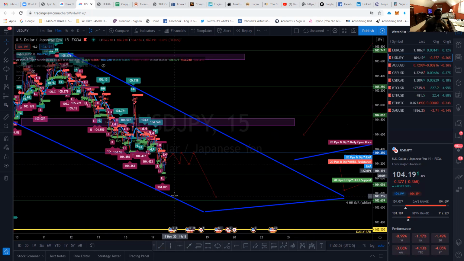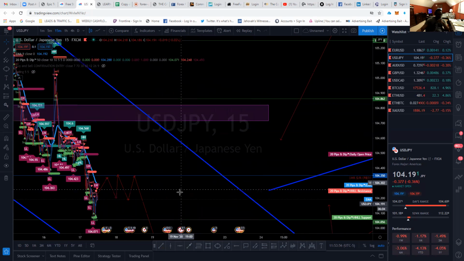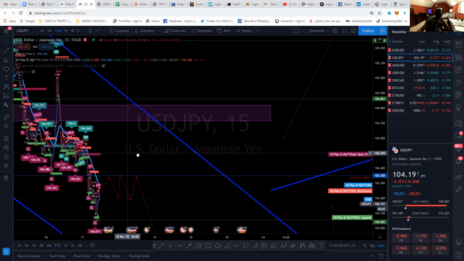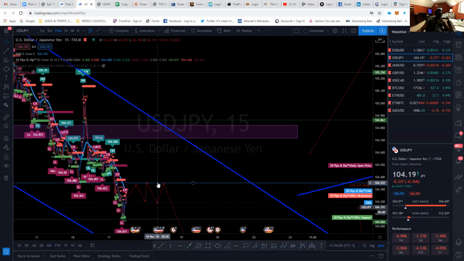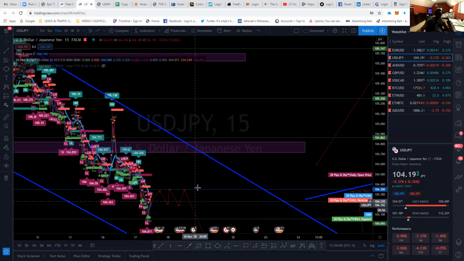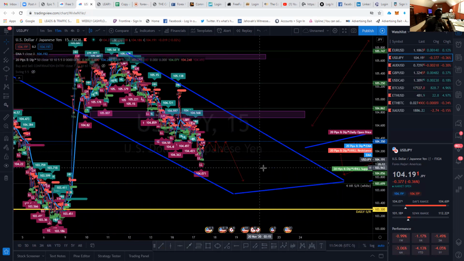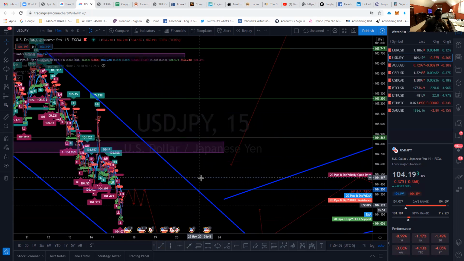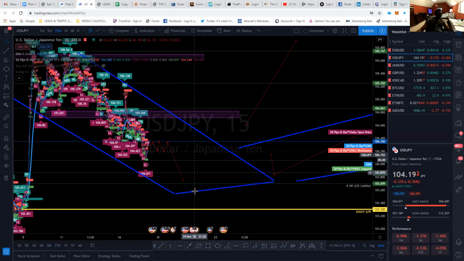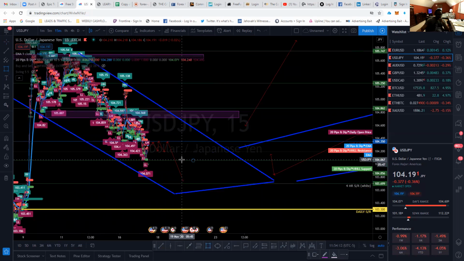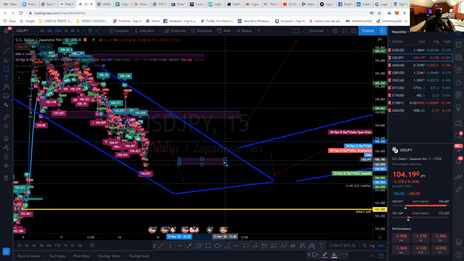I'm looking for price to do this. Looking for price to hit resistance here at least 3 or 4 times and then go to the downside. To confirm that it's going to the downside, I would use this horizontal line. Let me see. This is what I'm looking for.